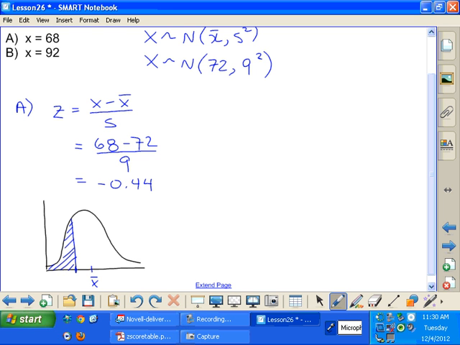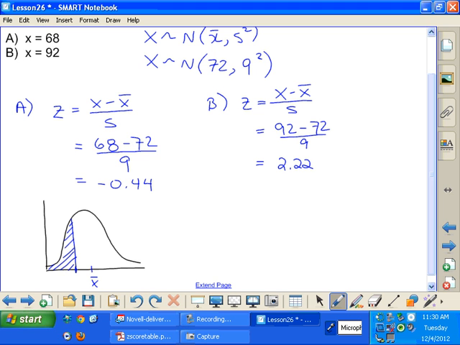Okay. With part B then, same process, x minus x bar over our standard deviation. So now our data point is 92. Take away 72. We divide that by 9. So 20 divided by 9, and that's 2.22.